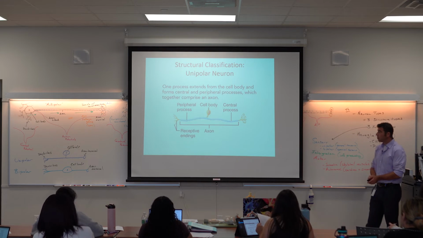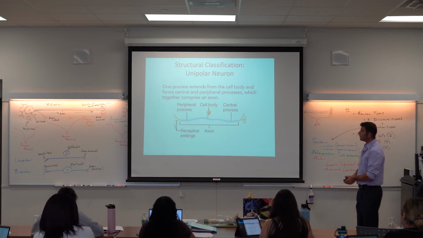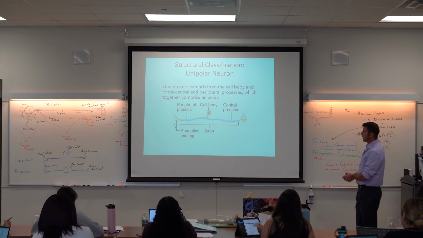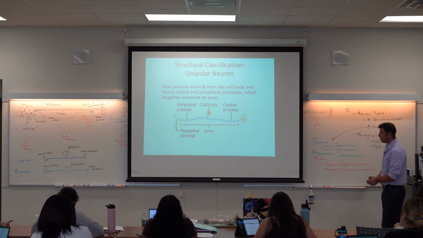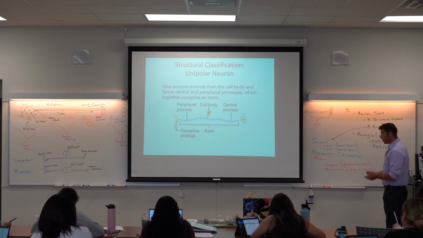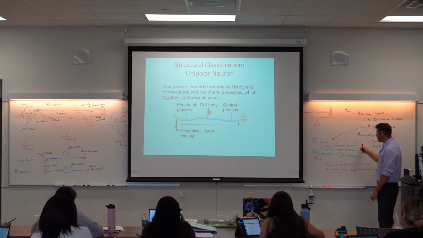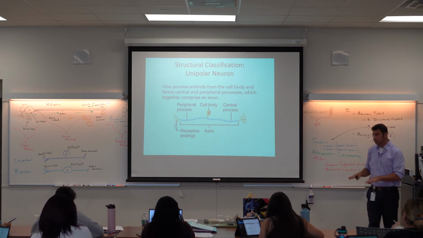And then here's our unipolar neuron with the cell body off to one side. You can see that dendrite runs directly into the axon. It bypasses that cell body altogether. These are also sensory neurons. They tend to be general sensory, like touch receptors.